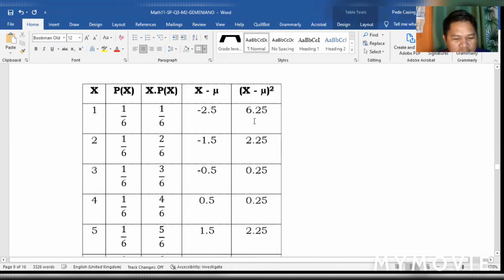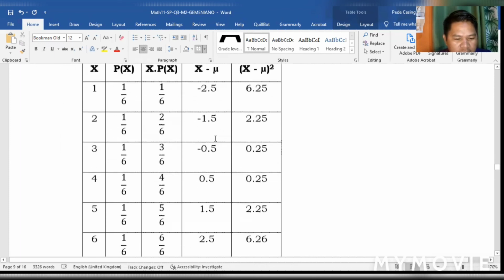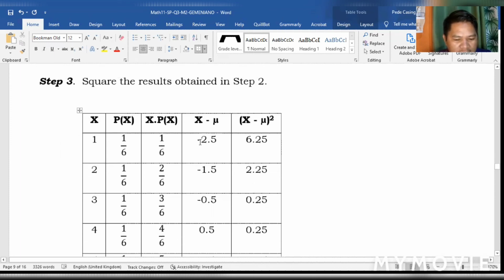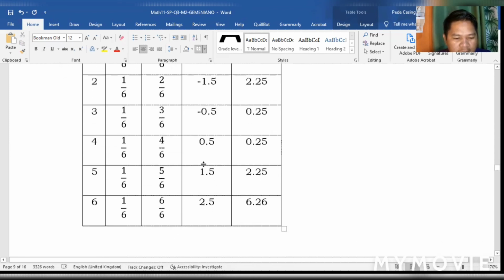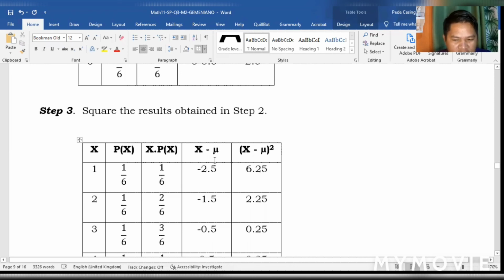Then square the x minus m. So we have here our x minus m is negative 2.5. Multiply by itself, that is 6.25. It becomes positive. 2.5 times 2.5 is 6.25. 1.5 times 1.5 is 2.25. And so on. You square the numbers, or the answer for x minus m.